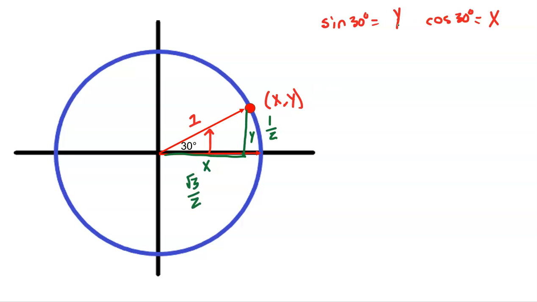So that means that y is 1/2. So I don't need a calculator to tell me that sine of 30 degrees is 1/2. I know it's 1/2. Cosine of 30 degrees, that's x. I know, because this is a special triangle, that x is radical 3 over 2. So I don't need a calculator to tell me that cosine 30 degrees is radical 3 over 2. So this missing point right here is radical 3 over 2, comma, 1/2.